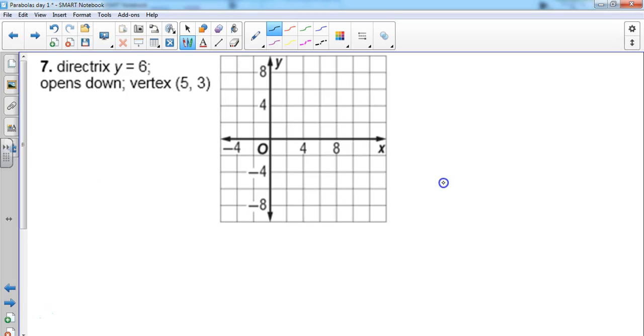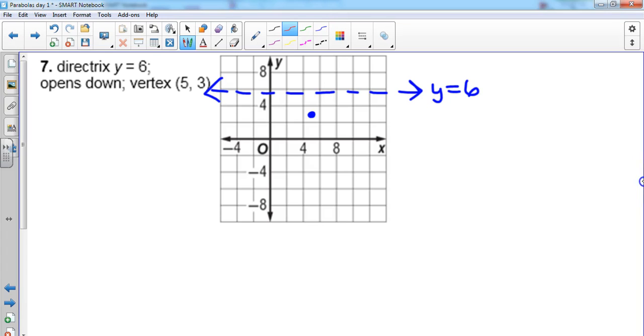Yep. All right, this gives us different information. This one says the directrix is up at y equals 6. Make sure you know that's a horizontal line. And it says the vertex is at 5, 3. Did they need to tell me it opens down? No, because if I knew where the vertex and the directrix were, it always opens away from the directrix, right? And goes through the vertex. So it had to open down. Okay.